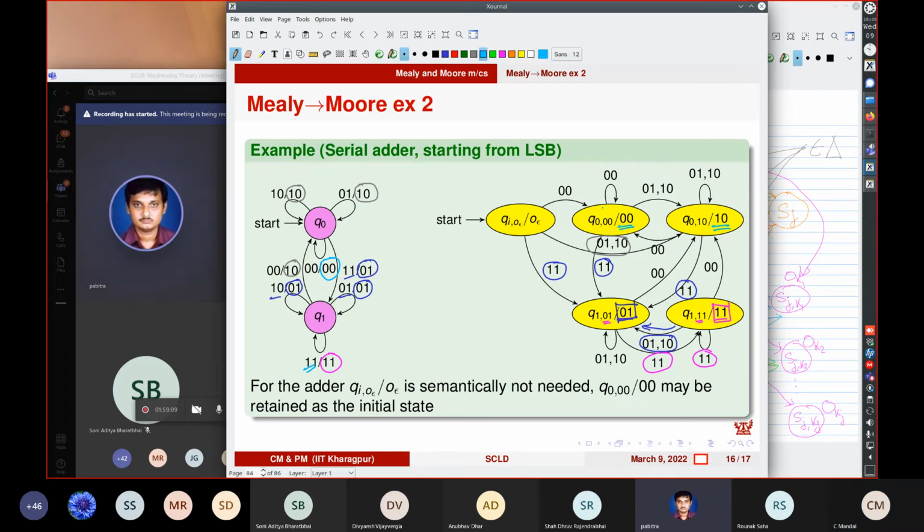I think we should stop today. That is how we handle the conversion of a Mealy machine to a Moore machine, and we have also seen the conversion of a Moore machine to a Mealy machine. So we can stop here today.